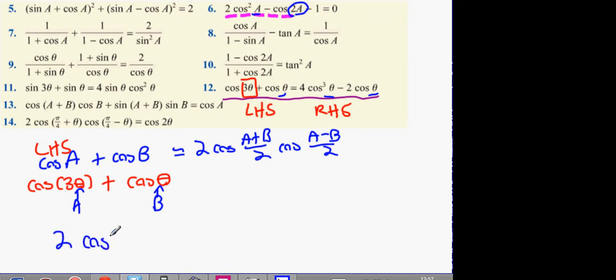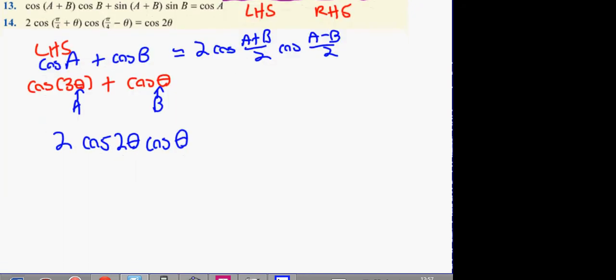2 cos of 3 theta plus theta, 4 theta. 4 theta divided by 2? 2 theta. Cos A minus B over 2. So 3 theta minus theta? 2 theta. 2 theta divided by 2? Theta. Now look at this, guys. I still have a problem now, don't I?